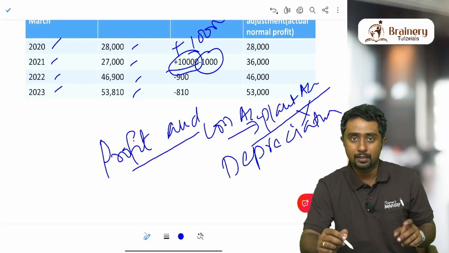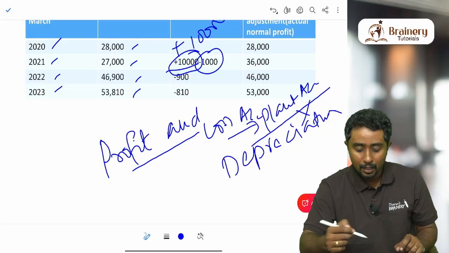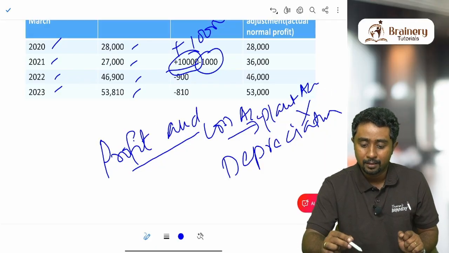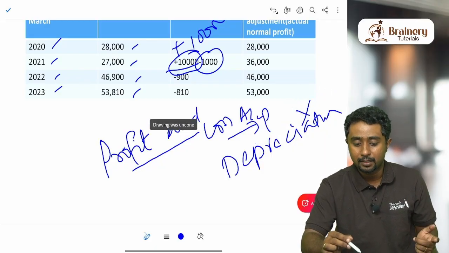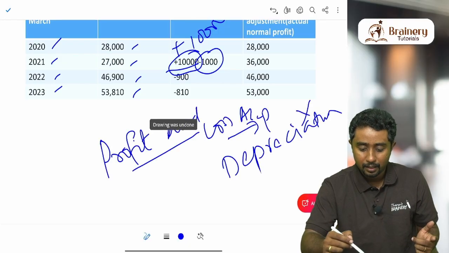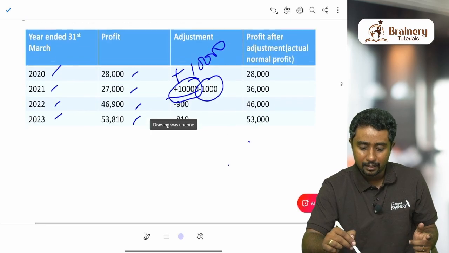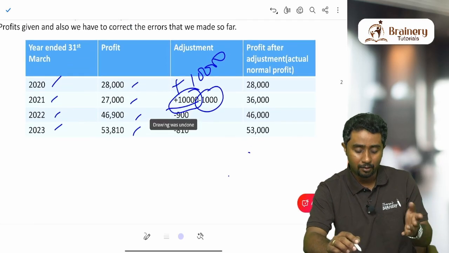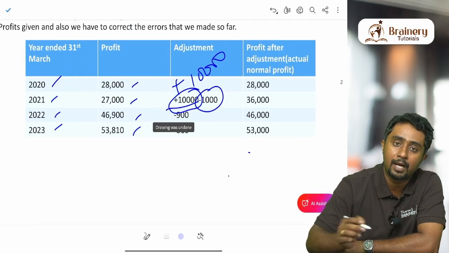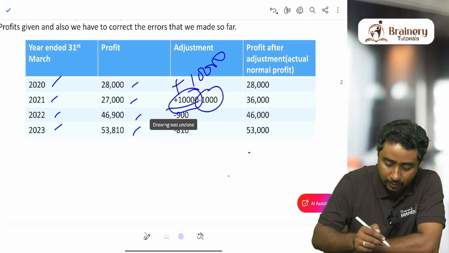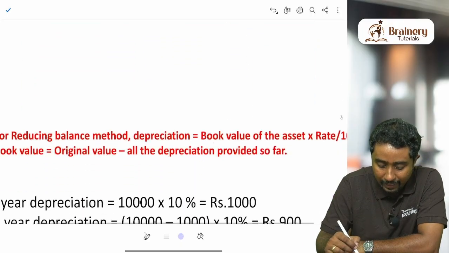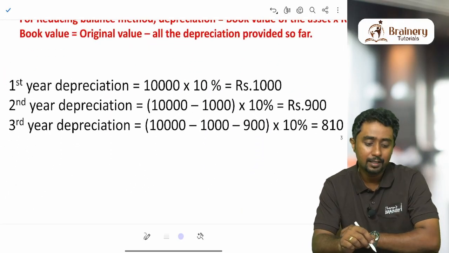Some more depreciation should be there. How to calculate that extra depreciation? For that, we have to calculate depreciation on which amount only? The amount that is extra, which is going to our plant account. Which amount is going extra to the plant account? 10,000 only. So for that, I have done the calculation here.